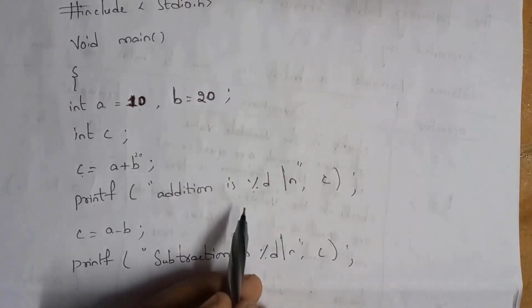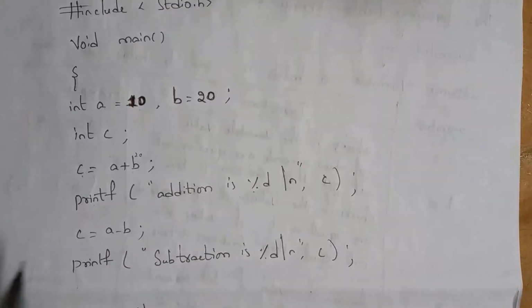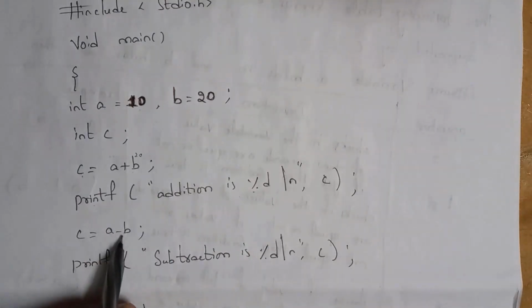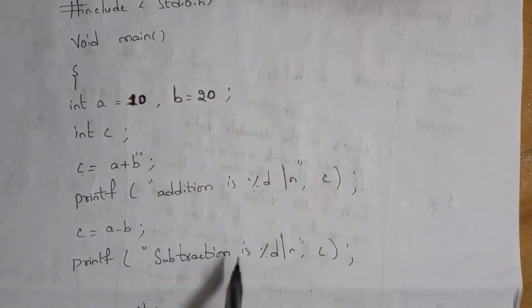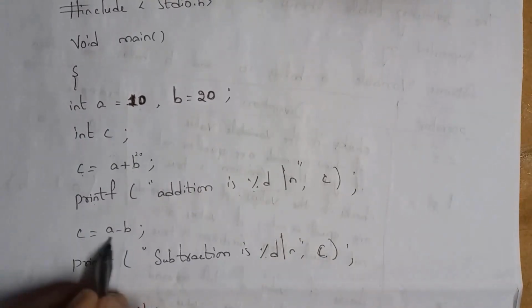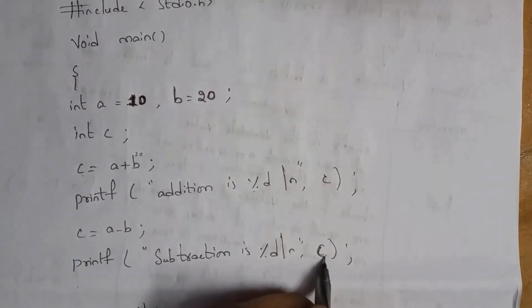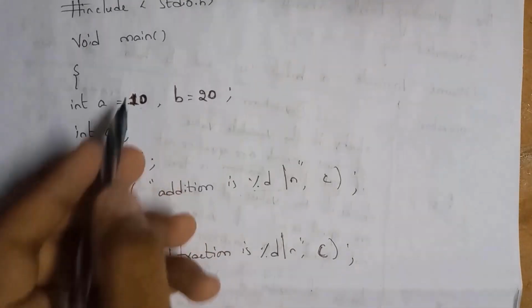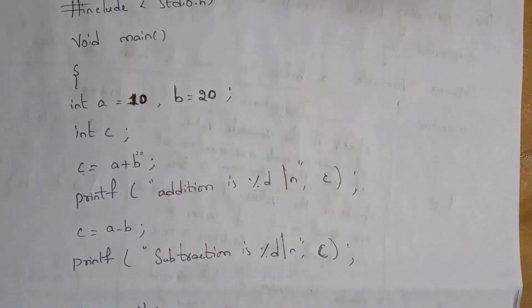And similarly next I want to perform subtraction. So I written here c equal to a minus b. Now again I need to write printf subtraction is %d comma c. Here you need to write variable c because this variable c will contain result. In place of c, if you write here a or b, then it will print value 10, which is wrong answer. So here you need to write %d comma c.